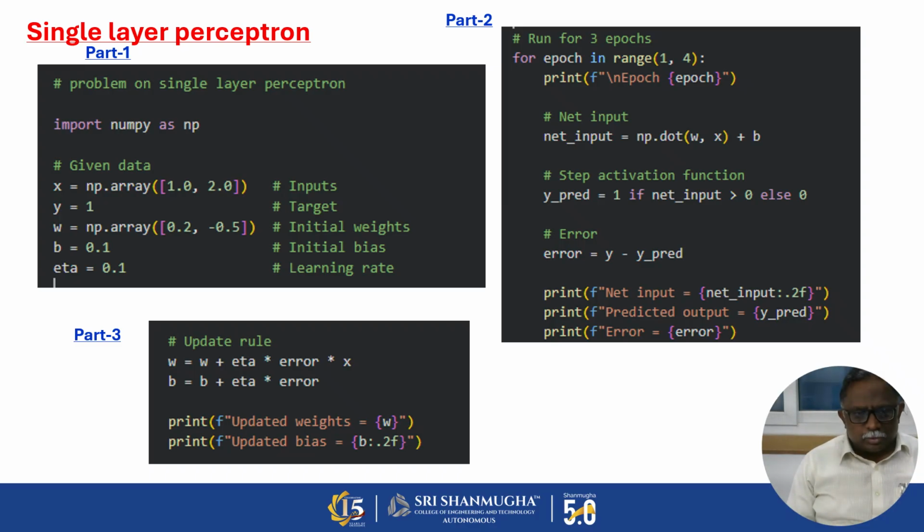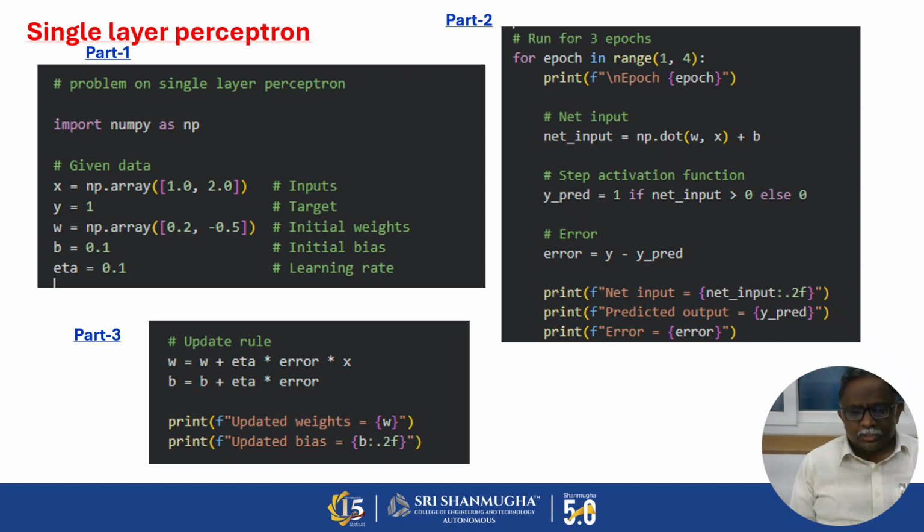I have used Google Colab, and here I import NumPy. NumPy is basically a library which is used for numeric calculation. The input data are given over here. This is the input feature 1 and 2. The input data is 1 and 2, and the actual output is 1, and the weight is 0.2 and minus 0.5. Bias is 0.1. The learning rate is 0.01. So we have run for 3 epochs and solved the numerical problem.